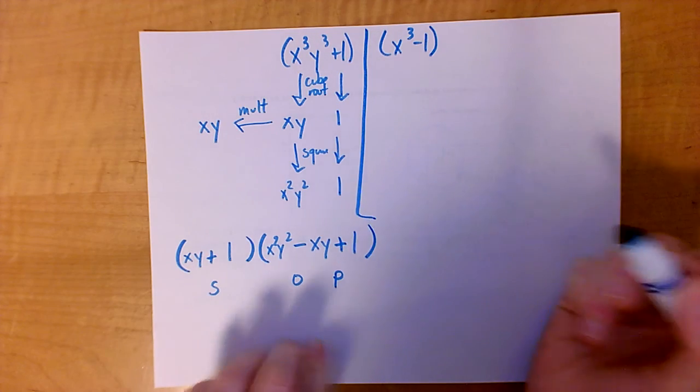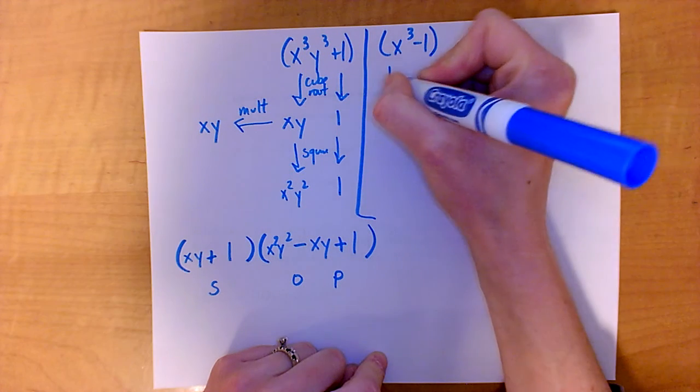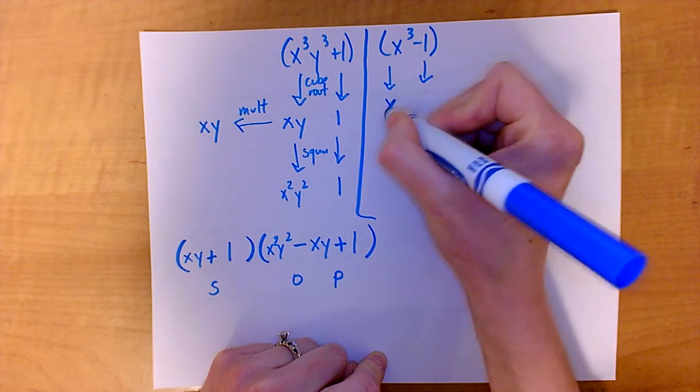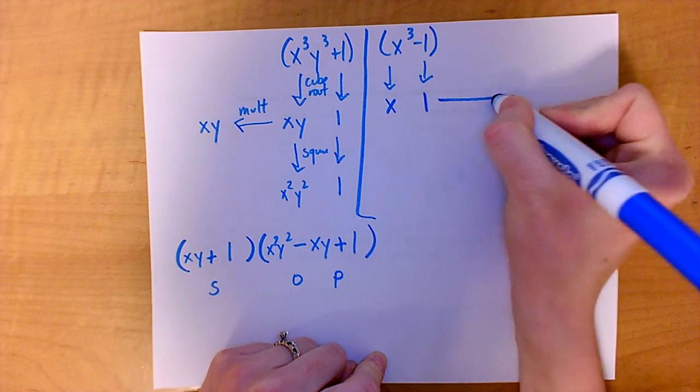Now, the second half, x cubed minus 1. So same process. We take our cube roots. So the cube root of x cubed is x, the cube root of 1 is 1.